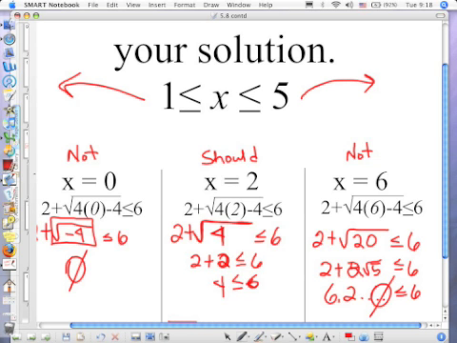Okay? Yes? What if x was 3? Where do you get 2? I just chose any number that will satisfy this. I just chose 2. You could have chosen 1, 3, 4, 5, whatever. Okay? All right.